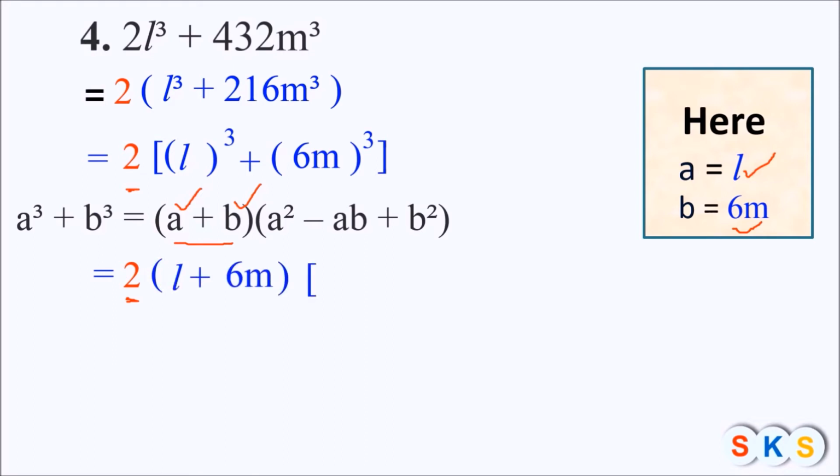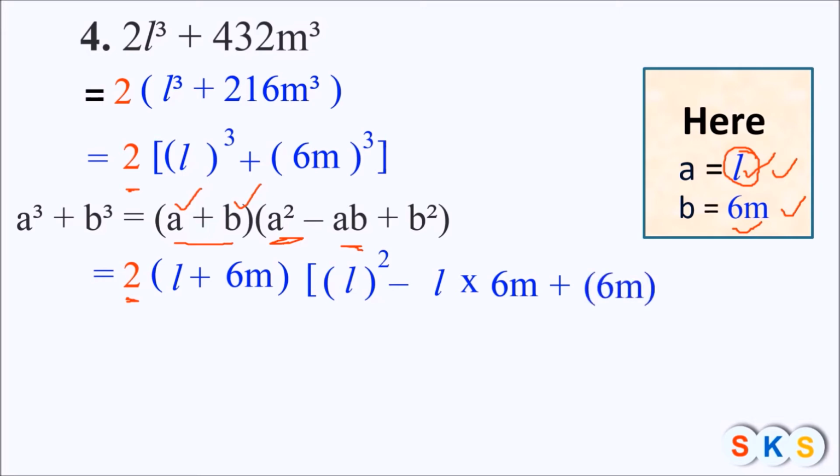In the second bracket, here we have the first term as a square, right? And what is the value of a? You can see in the box it is l. So we will get here l square minus ab. Okay, you can see here we have ab. Ab means a into b, and you can see in the box a is l and b is 6m. So we will get here l into 6m plus what is the last term over here, b square. And what is the value of b? You can see in the box it is 6m. So we will write here 6m the whole square, close the bracket.